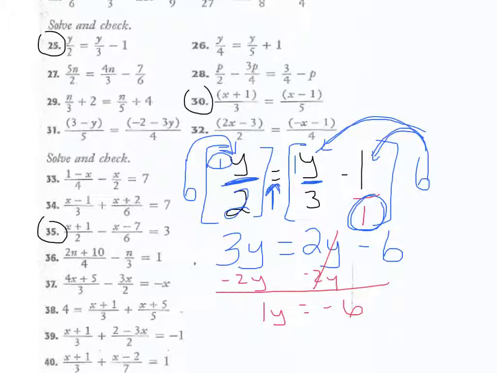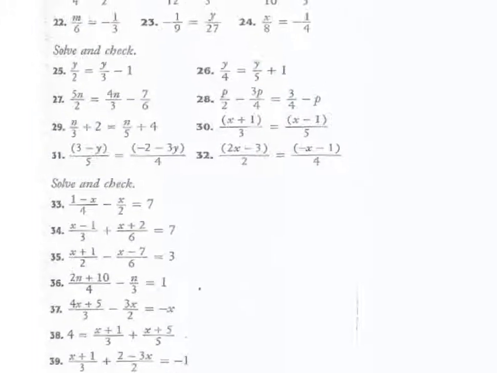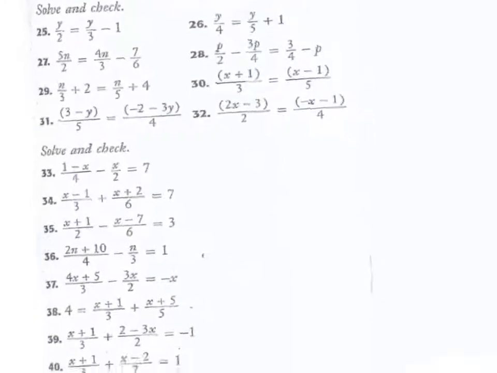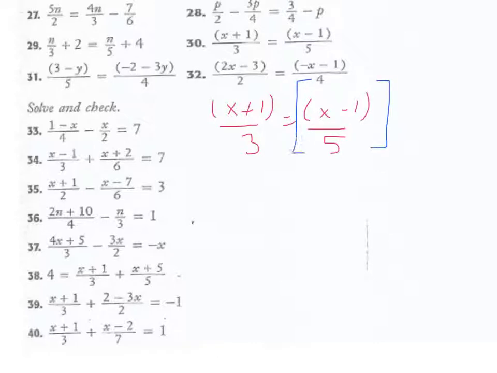I'm going to clear this one. And now I think we said we would do number 30, so we'll do that one. Brackets. Sorry, I'll move that guy back up. Brackets x plus 1 divided by 3 equals x minus 1 divided by 5. The easiest common denominator will be 15. Again, I can multiply 3 and 5 to get 15.